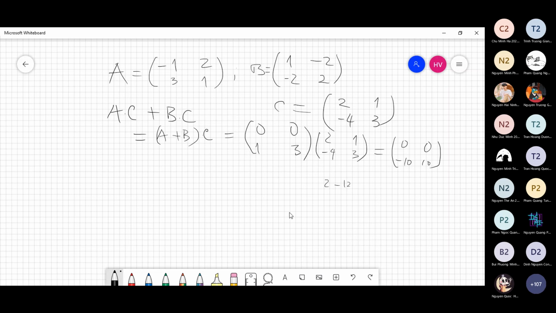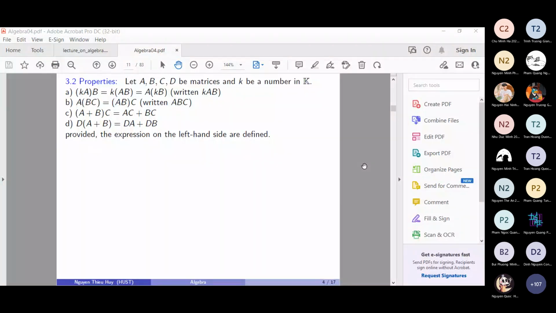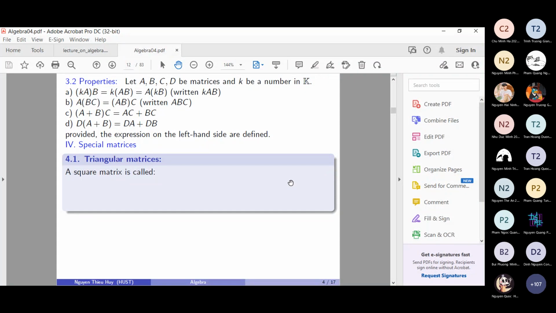Good. So I am returning to the slide. And I want to give you some special matrices. When a matrix has some special property, we will give it a special name.